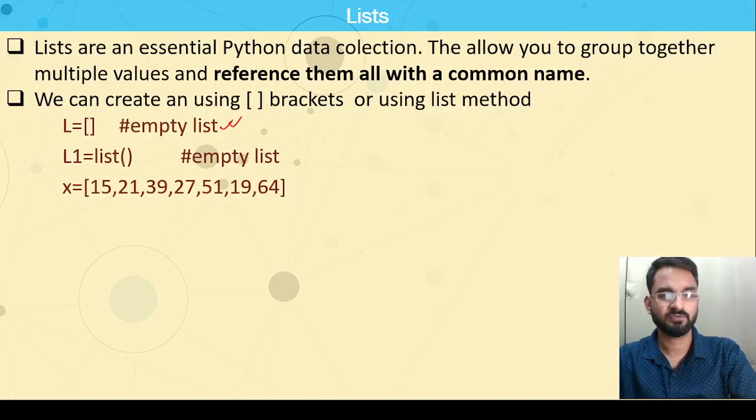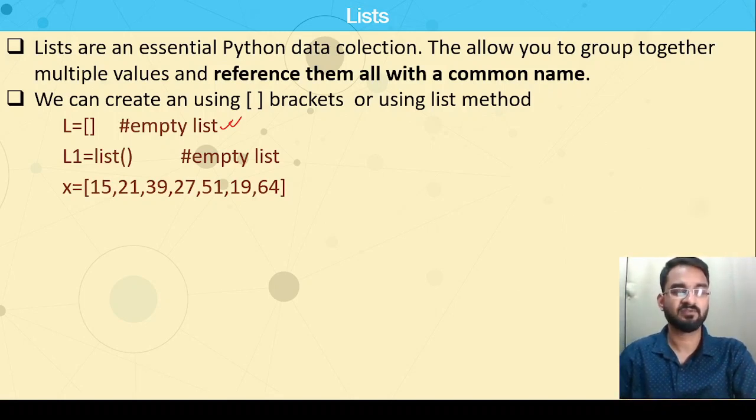And you can see the third way, where we are using these values 15, 21, 39, and each value is separated by commas. So if we want to create a list with different items, then these items can be comma separated and we can include them within a list.